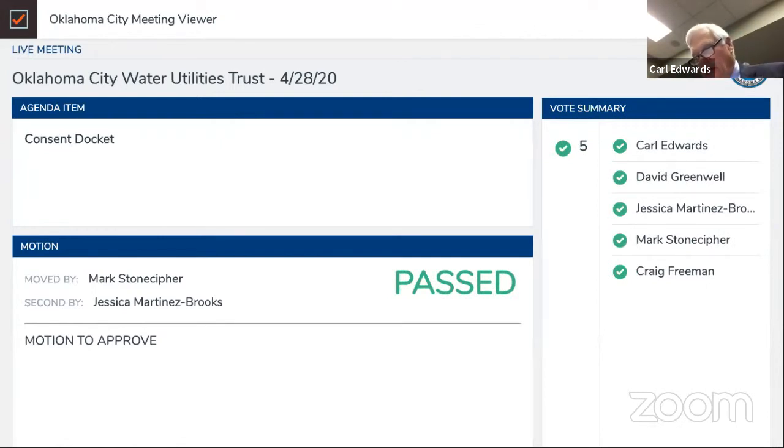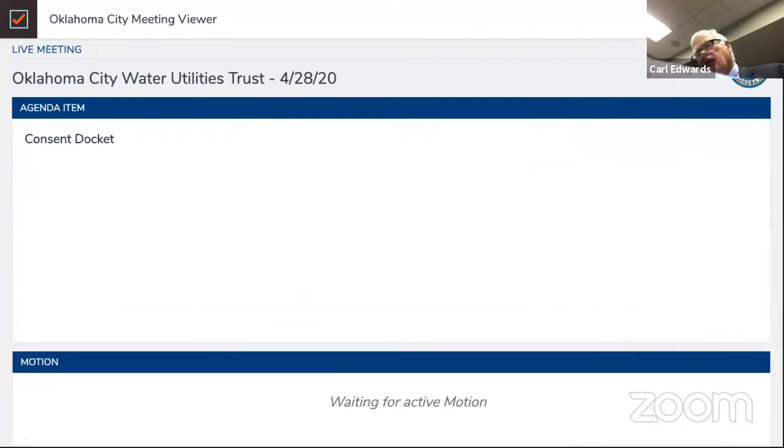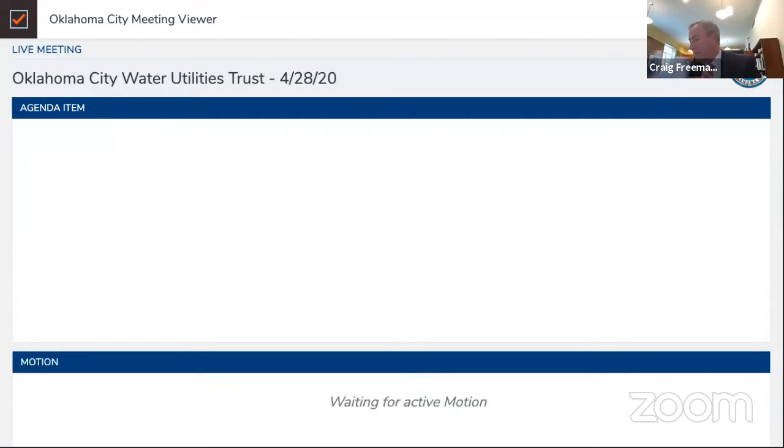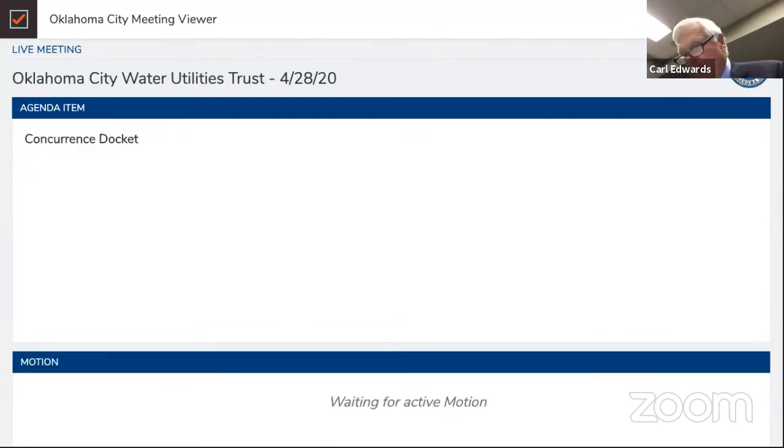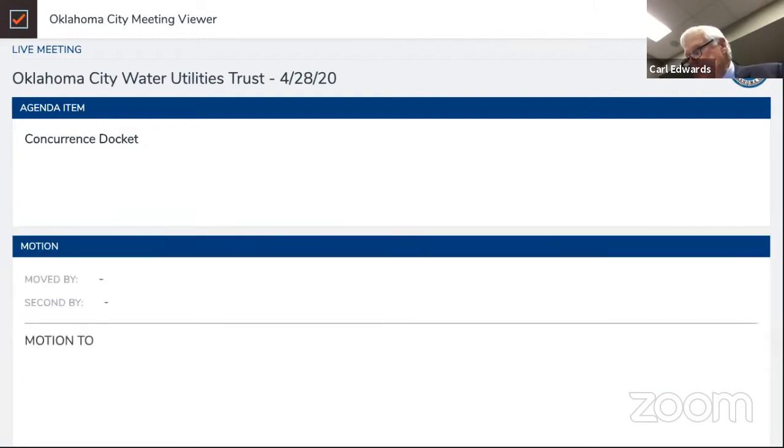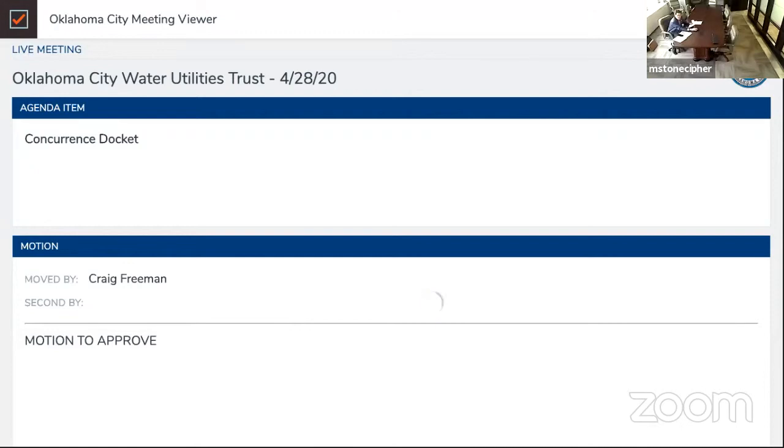Next is the concurrence docket. We have a couple of items. Would like to take them both together if that's acceptable. Is there a motion to that effect? Yes, one question on the concurrence docket.